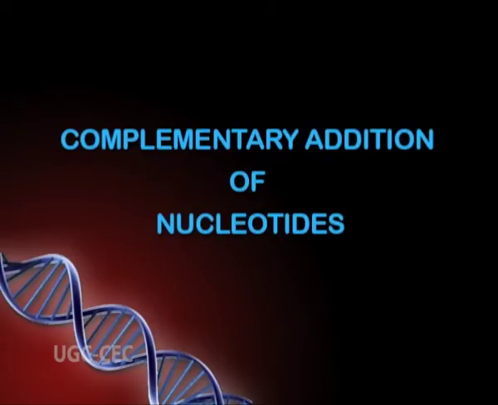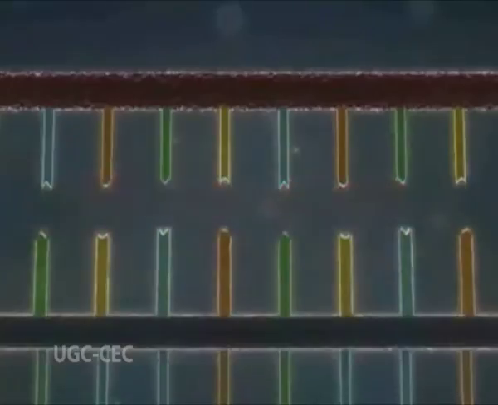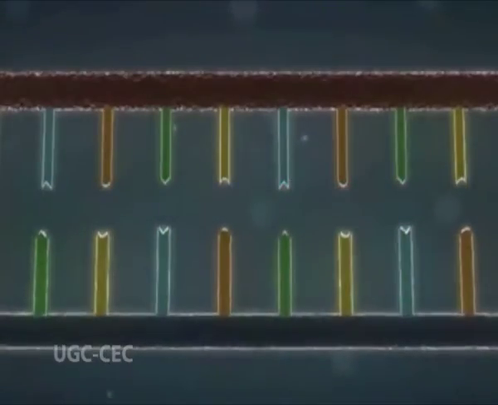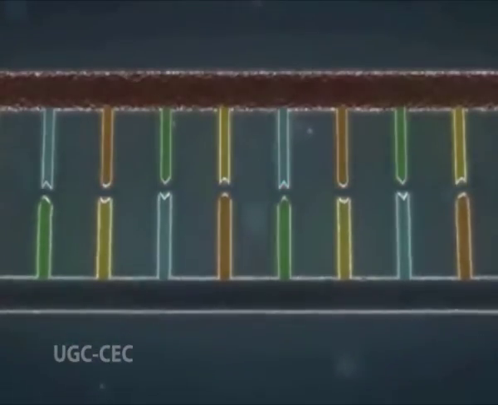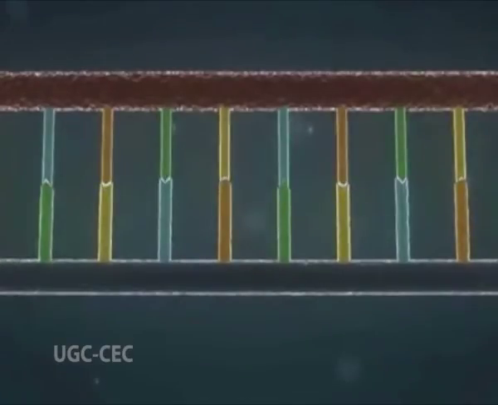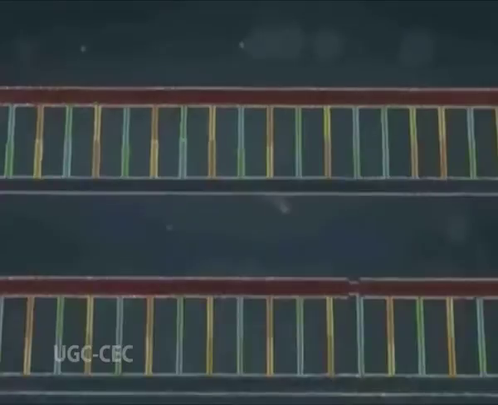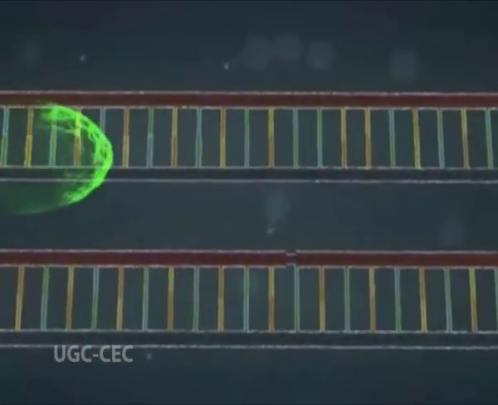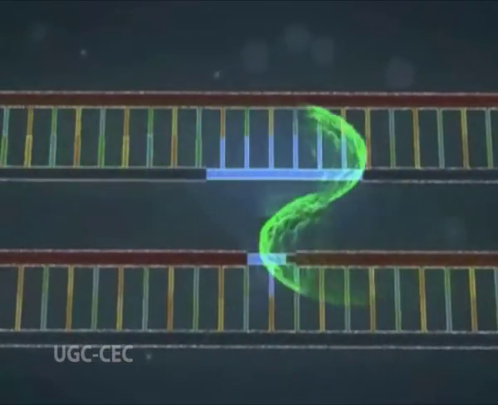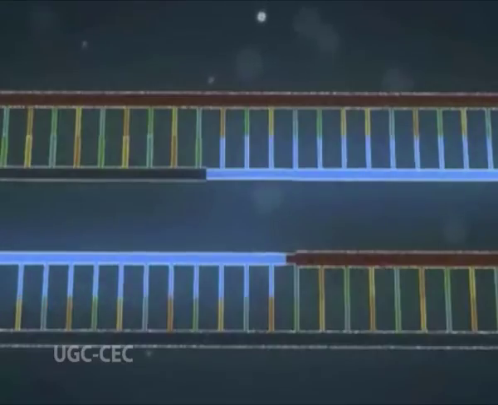Next is complementary addition of nucleotides. Because the two strands of a DNA molecule have complementary base pairs, the nucleotide sequence of each strand automatically supplies the information needed to produce its partner. Complementary base pairing is very important in the conservation of the base sequence of DNA. This is because adenine always pairs up with thymine and guanine always pairs up with cytosine.